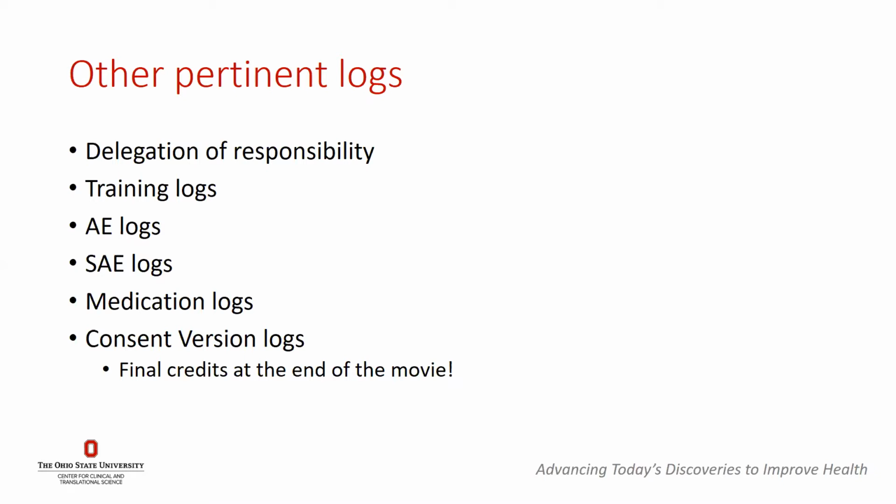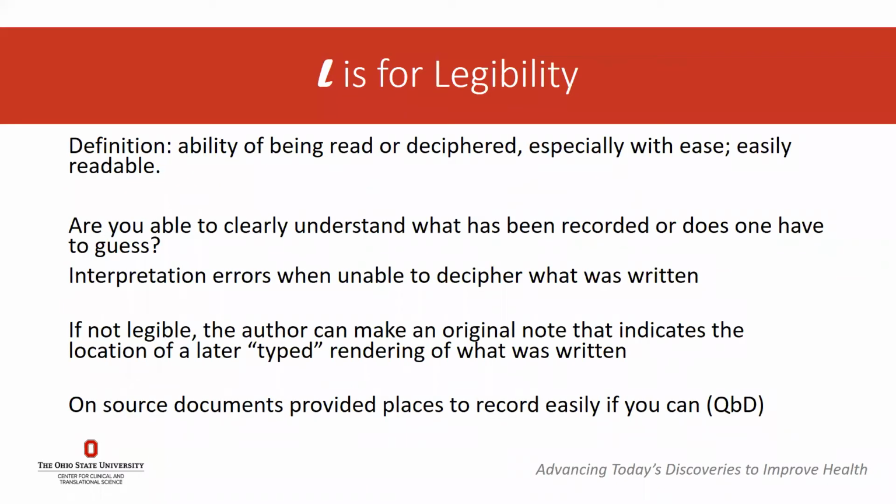So again, making sure that it's attributable. So next we have L for legibility. Definition: ability of being read or deciphered, especially with ease, easily readable.